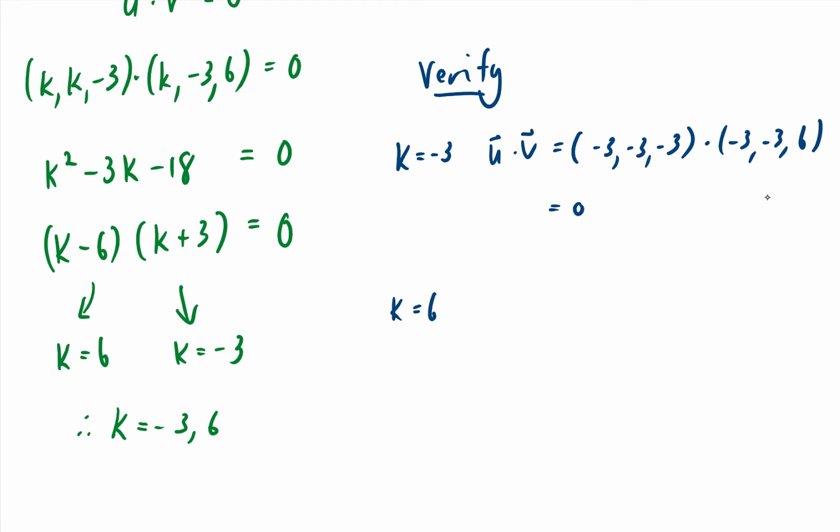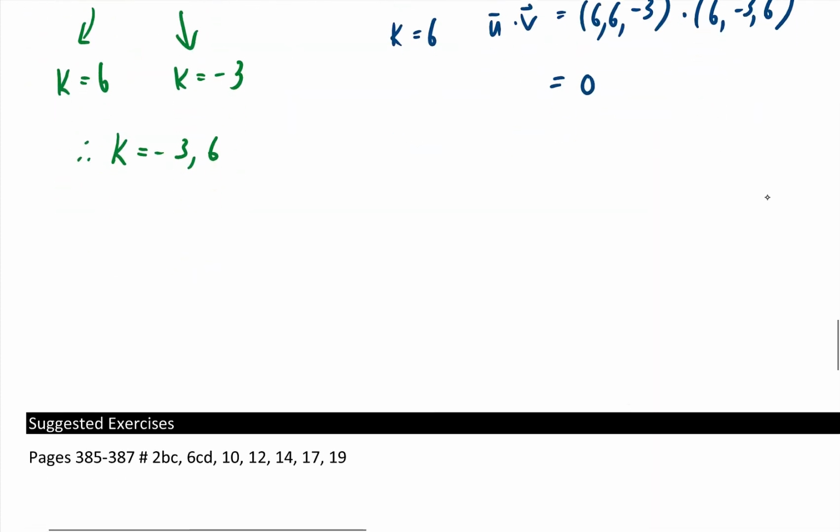And the next one is k equals 6. So u dot v is equal to (6, -3, 6) dotted with (6, -3, 6), and again, if you dot those, you will get 0. So this verifies that k equals -3 and k equals 6 are both solutions to this problem. Again, here are some questions that you should try, and good luck.